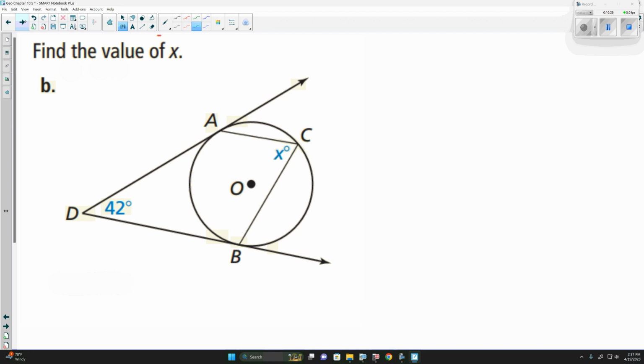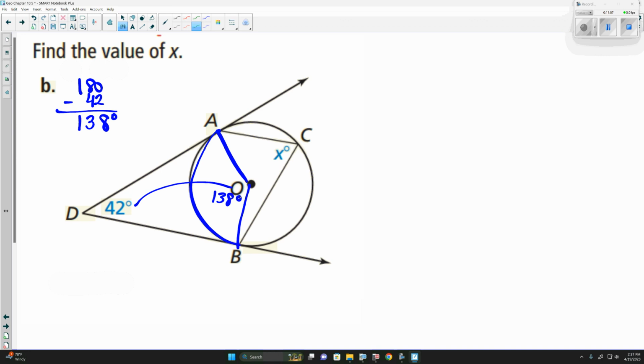So, let's look at this one here. Find the value of x. Now, for this one here, we can't necessarily go straight to it, but we can find the inscribed angle and its arc, because 42 degrees and the central angle should add together to be 180. So we can say 180 minus 42, which is 138 degrees.